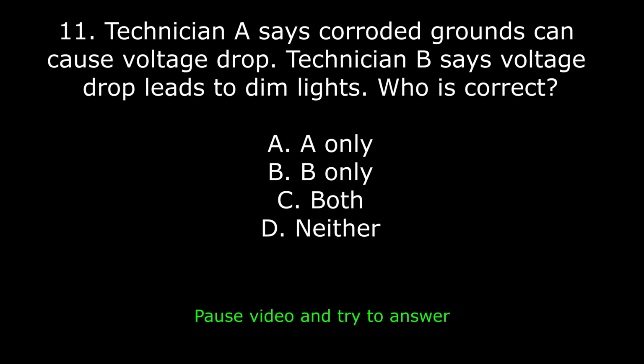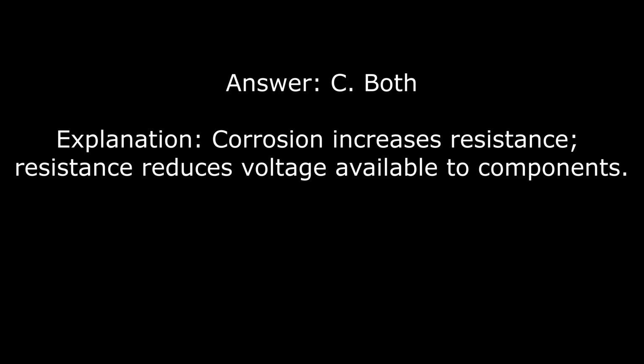11. Technician A says corroded grounds can cause voltage drop. Technician B says voltage drop leads to dim lights. Who is correct? A. A only, B. B only, C. Both, D. Neither? Answer is C. Both. Explanation: corrosion increases resistance. Resistance reduces voltage available to components.